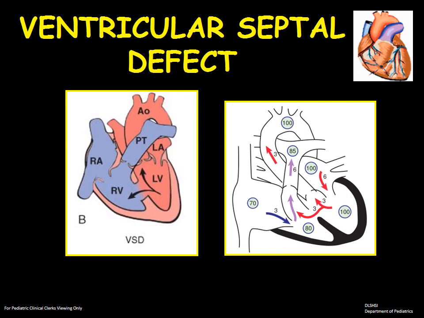So your ventricular septal defect is a defect in your ventricular septum, and the shunting is usually left to right, from the left ventricle going to your right ventricle, going to your pulmonary arteries, and into the lungs for oxygenation, back to your pulmonary veins, going to the left atrium, then left ventricle.